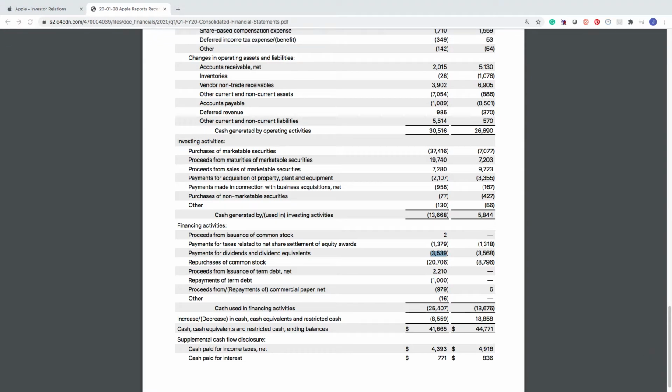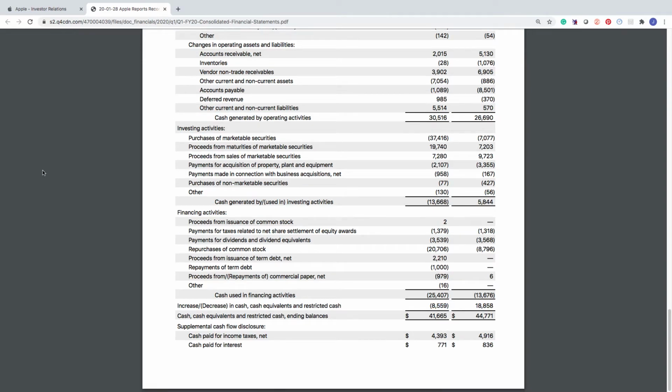Now, when we sum up all of these activities, the cash flow generated by operating activities, the cash generated or used in investing activities, and the cash used in financing activities, it gives us a net number called increase/decrease in cash. Now, what does all of this mean?